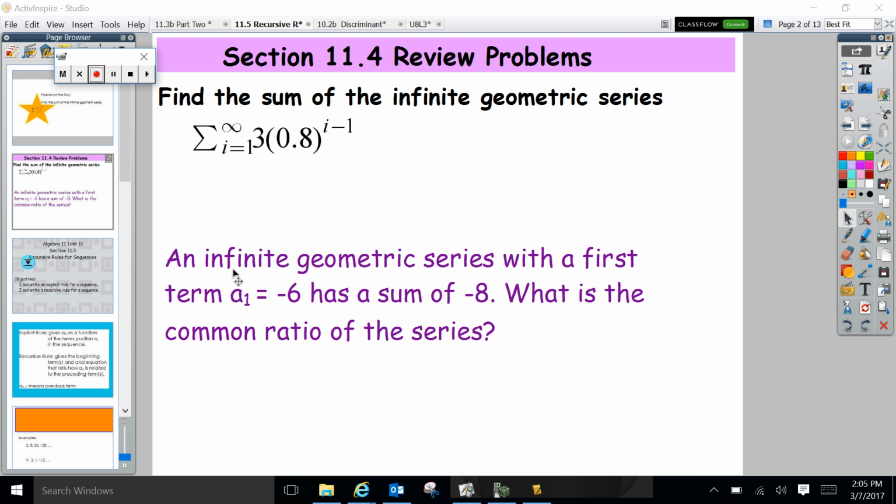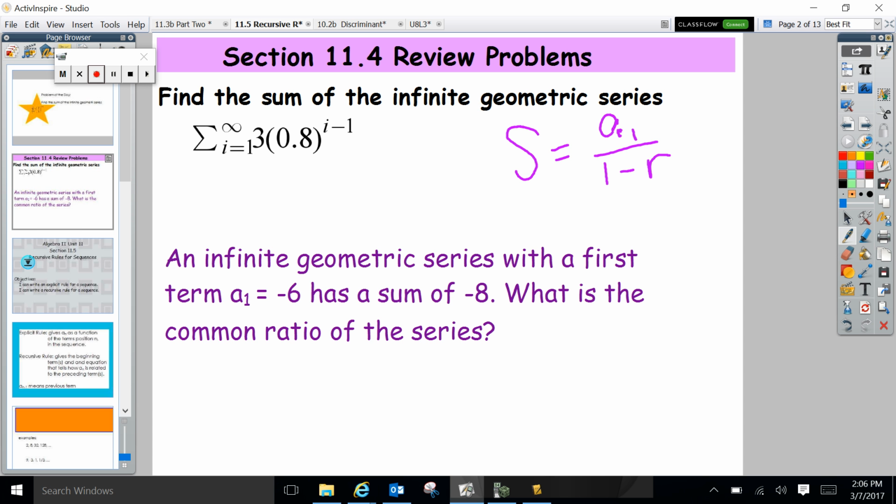Alright, this video is on section 11.5, recursive rules for sequences. We're going to start with a review problem from 11.4, finding the sum of an infinite geometric series. If you remember the equation for finding the sum of an infinite geometric series, it's the sum equals the first term divided by 1 minus the common rate. Now remember, the common rate has to be less than 1 in order to use this equation. The sum only exists if the rate you're multiplying by is less than 1.